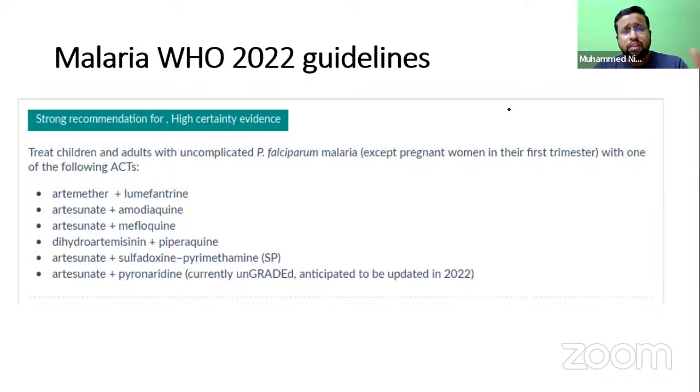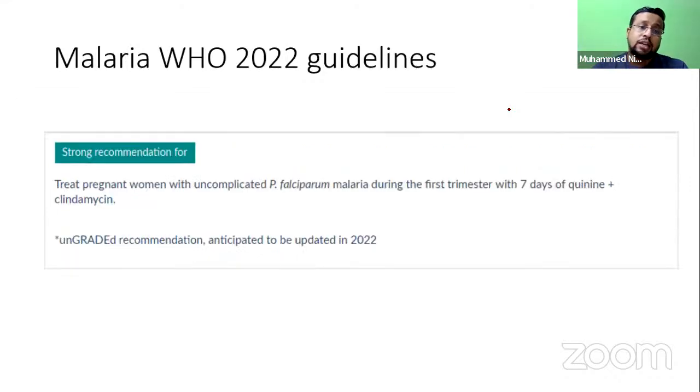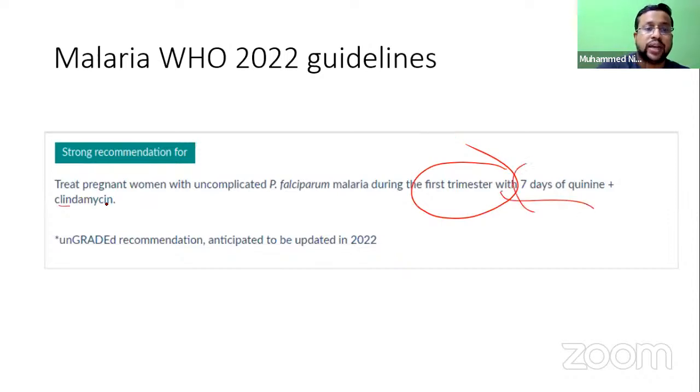Here we have to see whether the patient is pregnant or not, and whether the infection is complicated or not. If the patient is non-pregnant, the treatment of choice is ACTs, that is artemisinin-based combination therapy, for uncomplicated falciparum malaria. For uncomplicated falciparum malaria in the first trimester of pregnancy, as our patient is, the treatment is 7 days of quinine and clindamycin.